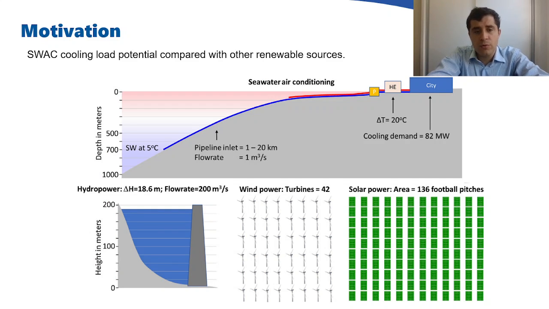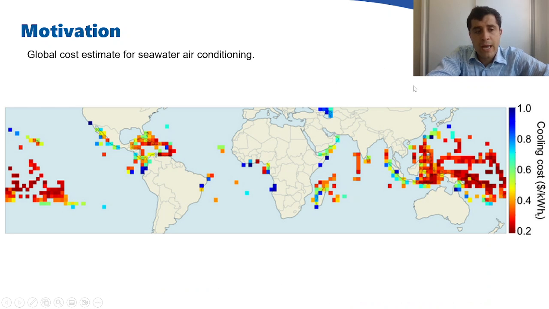Very quickly, let me go through the potential for seawater air conditioning. You have probably already heard about it. One cubic meter per second of seawater air conditioning is equivalent to 42 wind turbines, 136 football pitches, and a large hydropower plant. So with a little water flow extracted from the deep sea, you can provide huge amounts of cooling, particularly for coastal regions and islands.